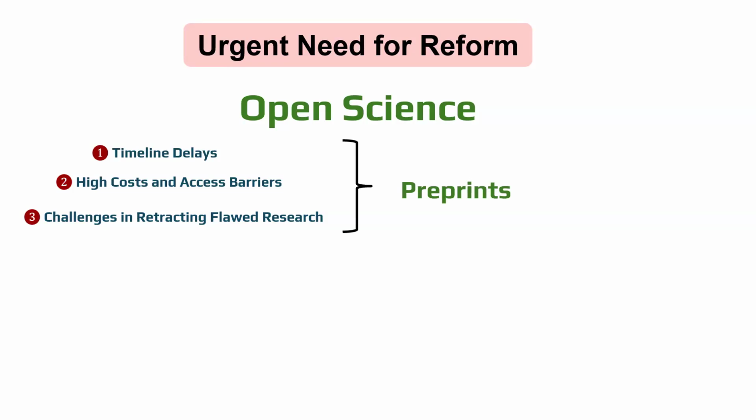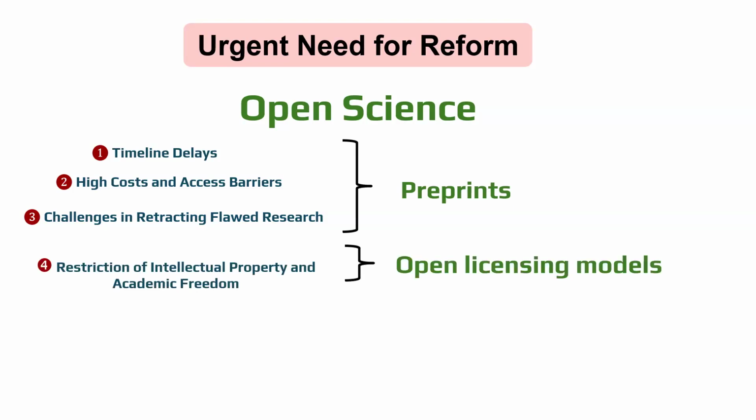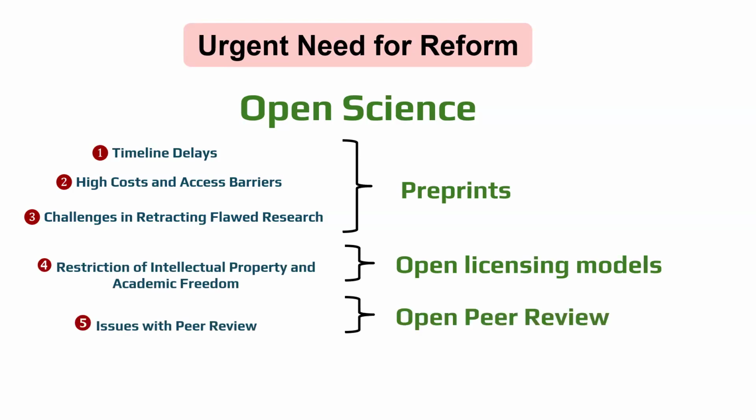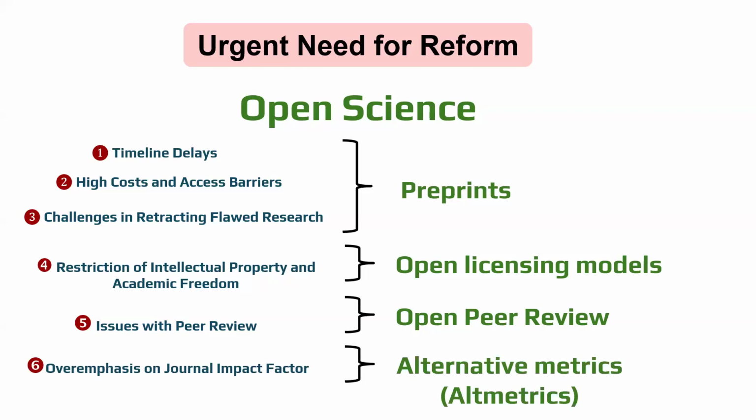And again, this will need to be a whole topic. There is also the issue of restriction of intellectual property. What open science tries to encourage people to do is to use open licensing models. And again, this is a whole other topic. With the issue of peer review, what open science tries to do is to encourage people to engage in open peer review, which is again a whole other topic. And for the emphasis on journal impact factor, what open science tries to do is encourage the use of alternative metrics or altmetrics.